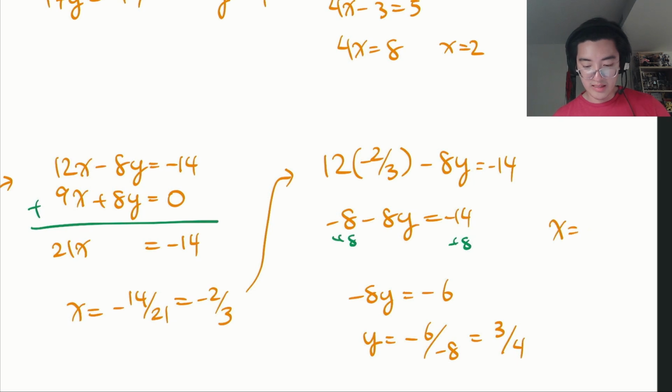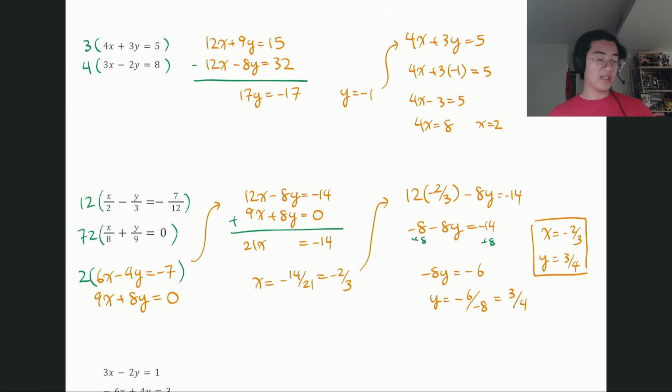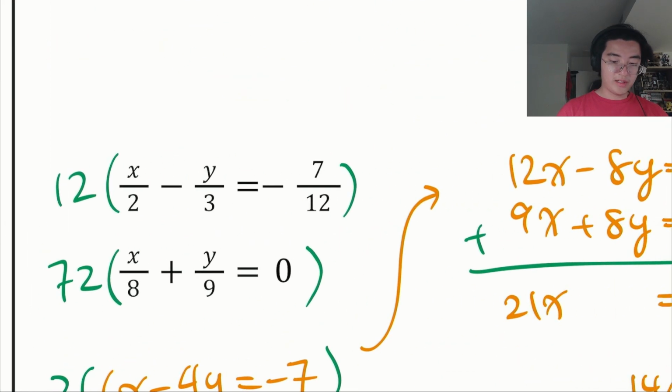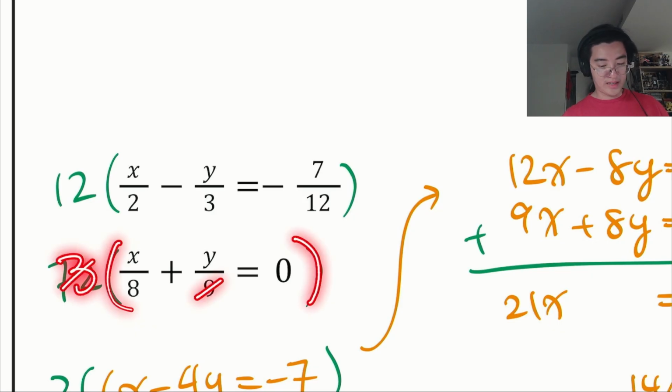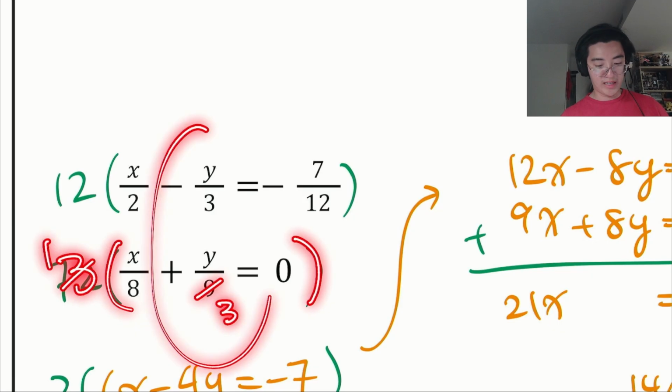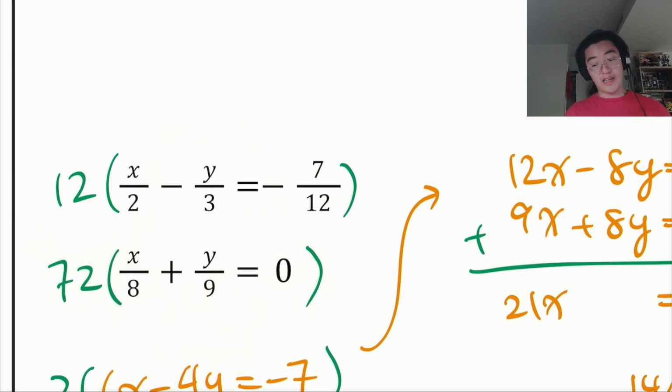Right, so x is negative 2 over 3. Y is 3 over 4. Okay, just like that. Note that here we notice that we don't actually have to cancel all fractions out, right? If we multiply this by 3, this will cancel out to 1 and 3. And then from there, we can actually cancel out the y here.